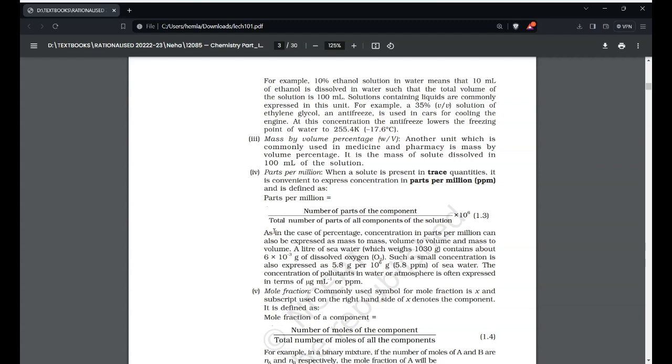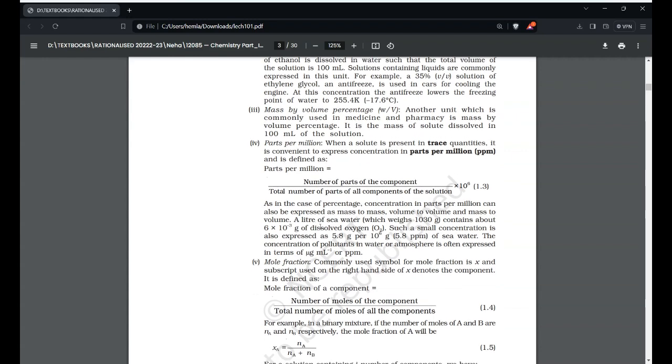As in the case of percentage, concentration in parts per million can also be expressed as mass to mass, volume to volume, mass to volume. A liter of seawater weighs 1030 grams, and contains about 6 into 10 to the power minus 3 grams of dissolved oxygen. Such a small concentration can also be expressed as 5.8 gram per 10 to the power 6 gram, which is 5.8 ppm, parts per million of seawater.